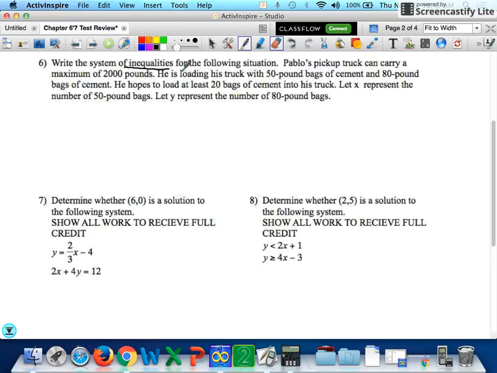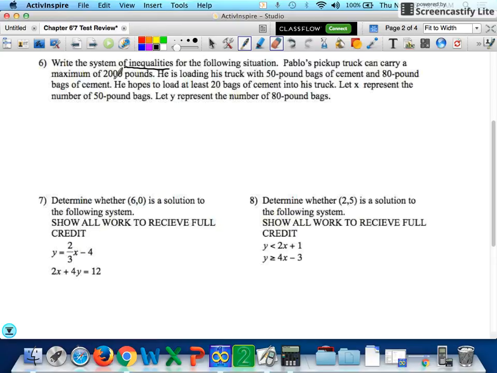Let X represent the number of 50-pound bags, Y represent the number of 80-pound bags, okay? So, 2 different things we're talking about. We're talking about the total weight he can carry. He's got to be less than that, like an elevator. But we also want to carry at least 20 bags in total. So maybe he just wants to get at least that many bags in his truck. You don't want to make a trip if he's not going to have at least 20 bags.